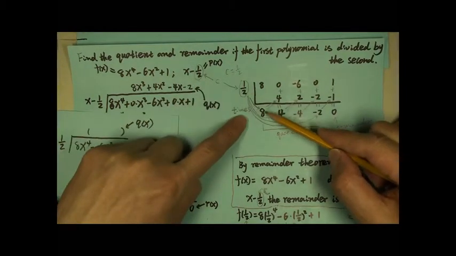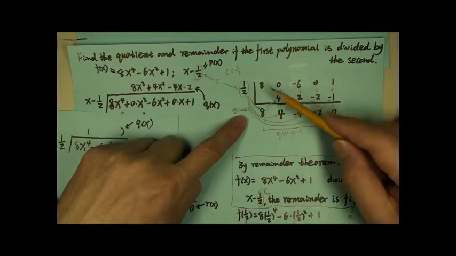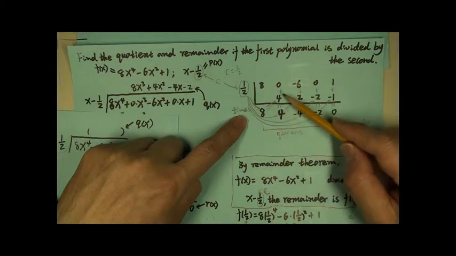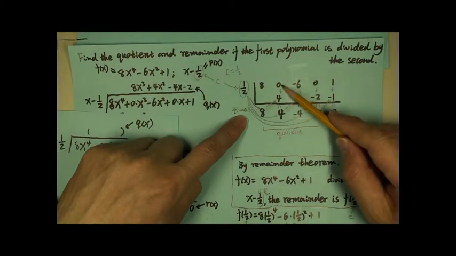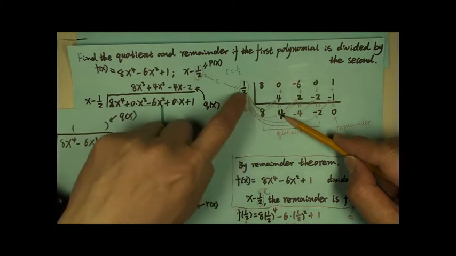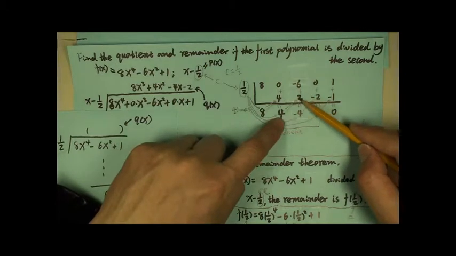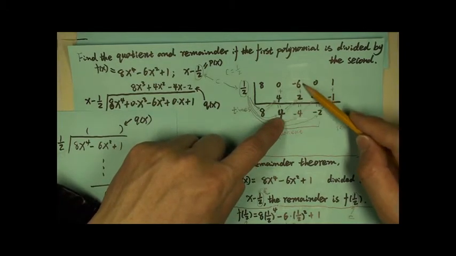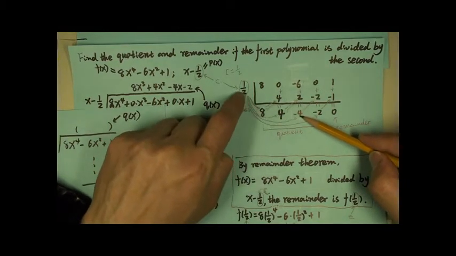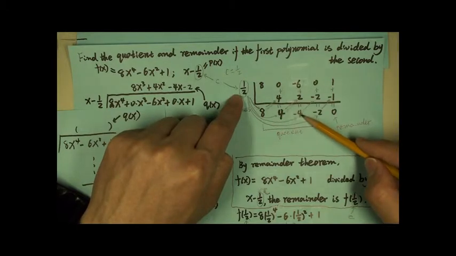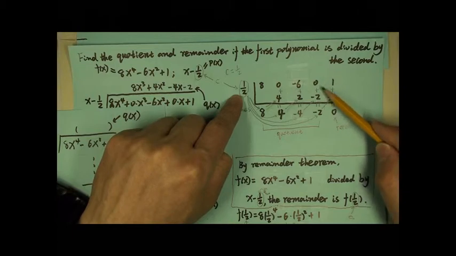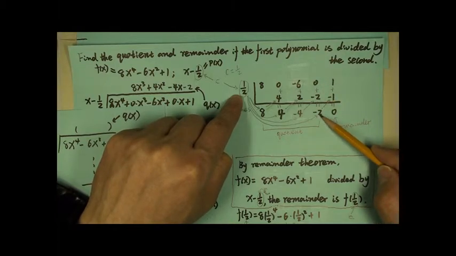1/2 times, all the time, times the last row. So move this one down. 1/2 times 8 is 4, and then always add: 0 plus 4 is 4. Always times 1/2: 1/2 times 4, put the answer here, that's 2. Always plus: -6 plus 2 is -4. Always times 1/2: 1/2 times -4, put the answer here, -2. Always plus: 0 plus -2 is -2.